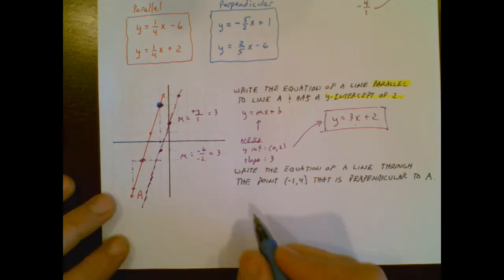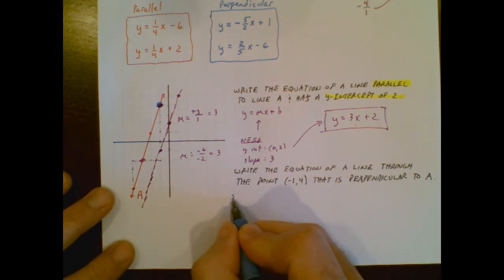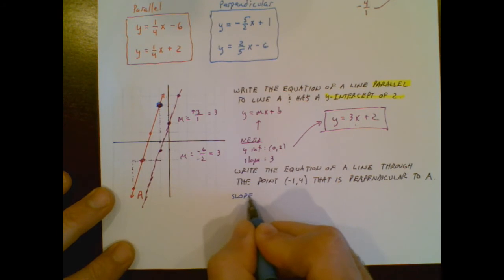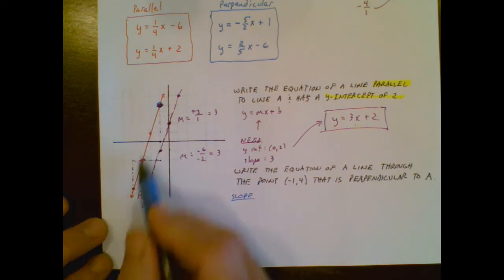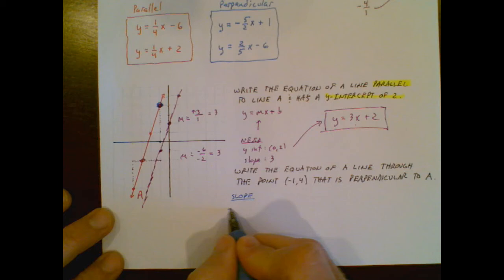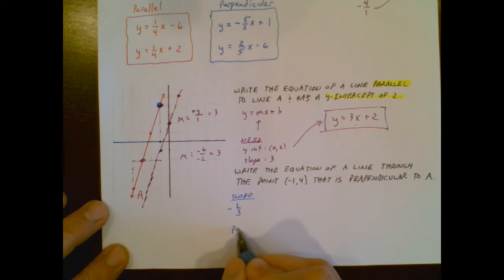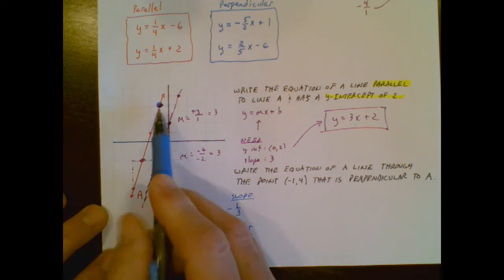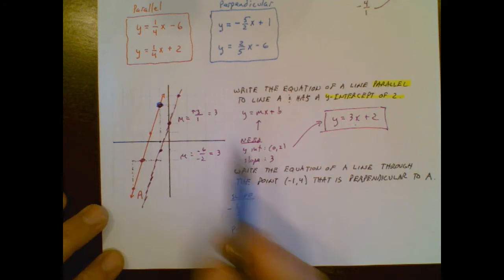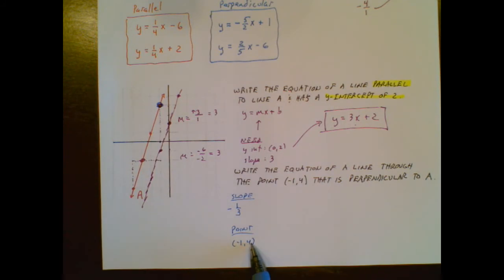All right, so now let's take a look. If it's going to be perpendicular to A, and I already know A has a slope of 3/1, the slope of my new line is -1/3. I also know that I have a point, -1, 4. That's the point they're giving me. And what I found out here is I don't have a y-intercept. I have a slope and a point, but the point is not a y-intercept.